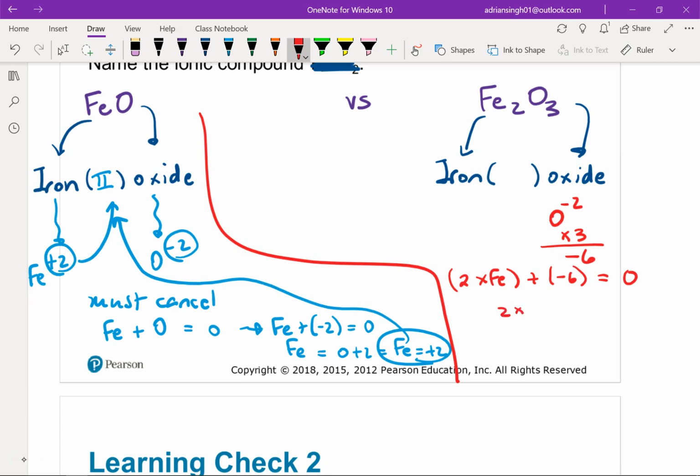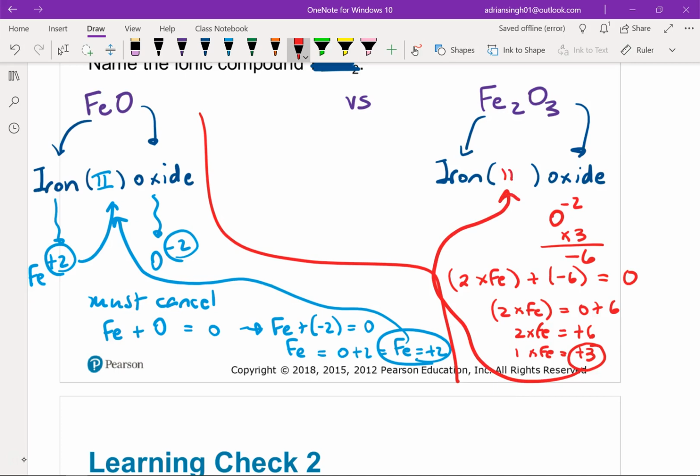So if I take my 2 irons, because I have 2 of them in my formula, I can move that -6 to the other side. So both irons then have to equal +6, which means 1 iron has to equal +3. So we take that +3 and we stick it in here as a Roman numeral, and this ends up being iron 3 oxide for the name of this particular compound. So iron 2 oxide versus iron 3 oxide. Obviously the names are different and the chemical formulas are different as well.